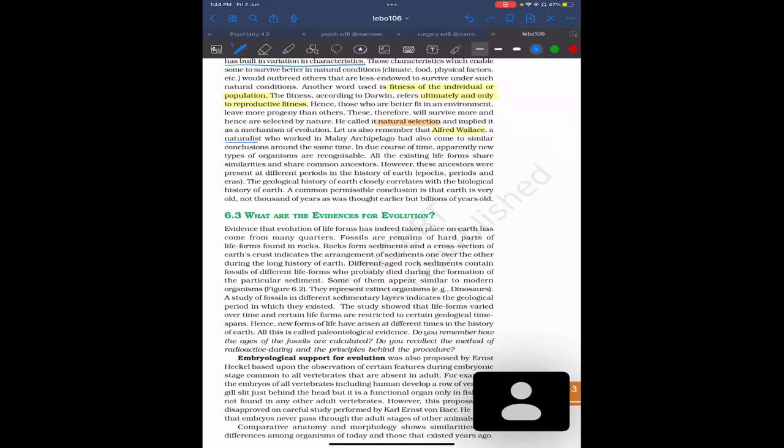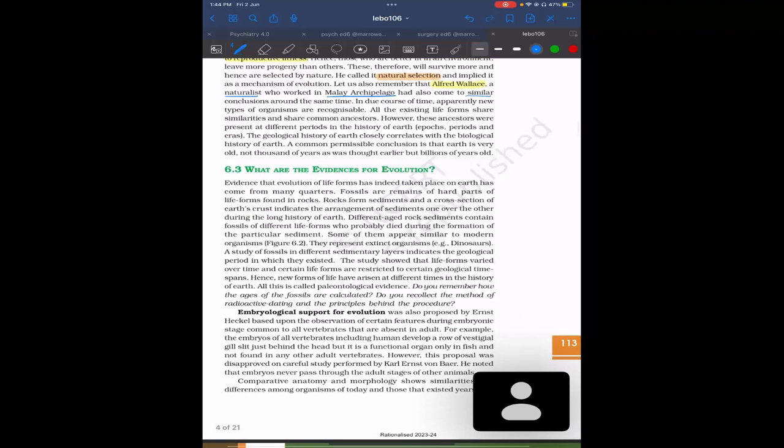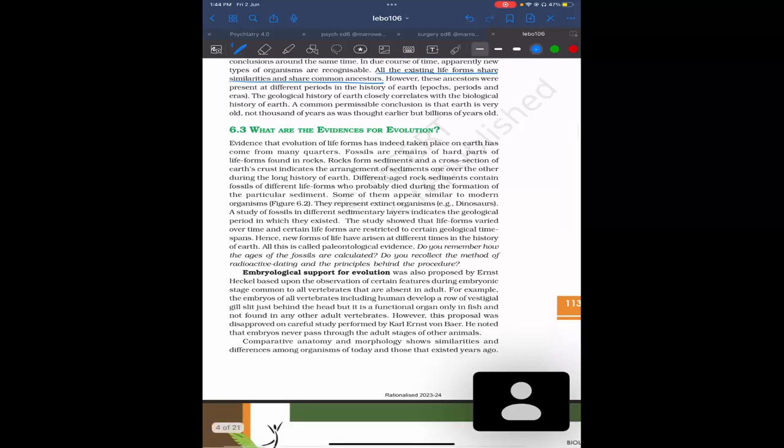He was a naturalist. He worked in the Malay Archipelago and he came to a similar conclusion. So all the existing life forms share similarity and have common ancestors. This was the most important thing they told about. Now, what are the evidences for evolution?